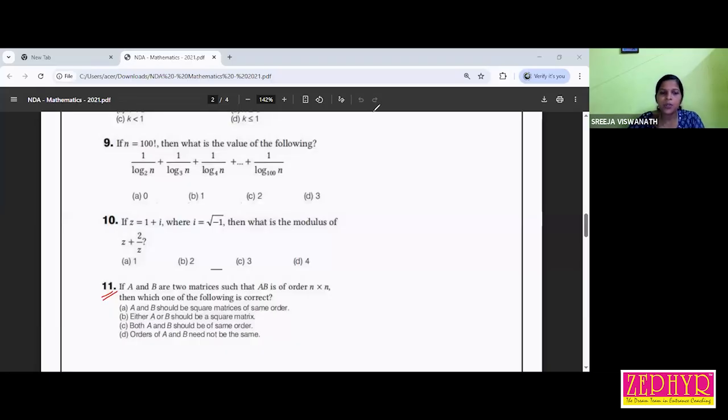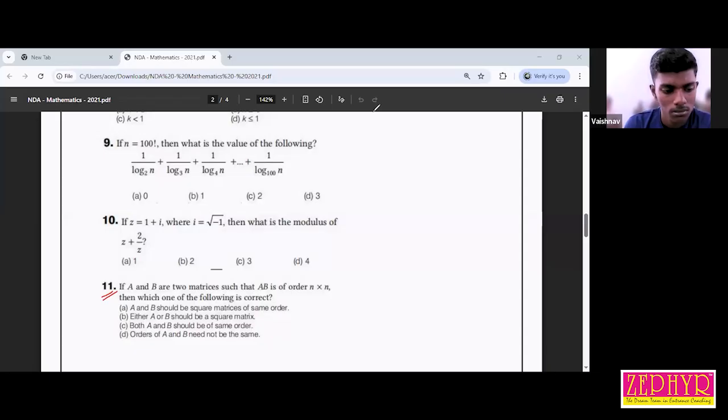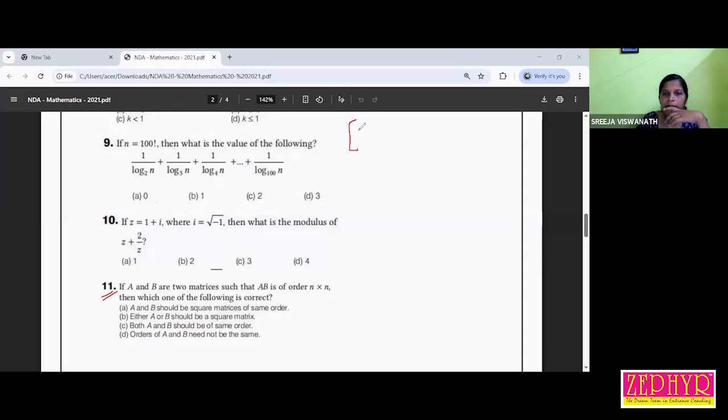A and B should be square matrices of the same order. No, not necessary. Suppose A is 2 by 3 and B is 3 by 2. Now we can multiply and we get AB as a 2 by 2 square matrix, but it is not necessary that A and B are square matrices. So option A is not right.